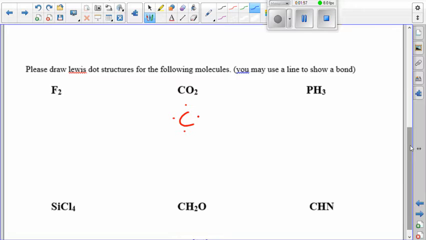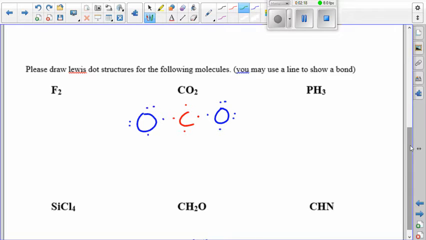I got oxygens. Here's one. It's got 6 valence electrons. 1, 2, 3, 4, 5, and 6. Notice how I'm kind of pointing those bonding sites, that is, those single electrons, towards each other. So I got 1, 2, 3, 4, 5, and 6.